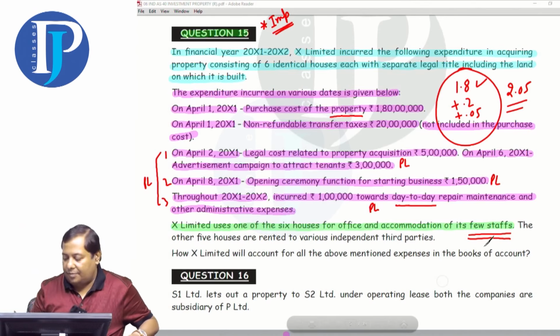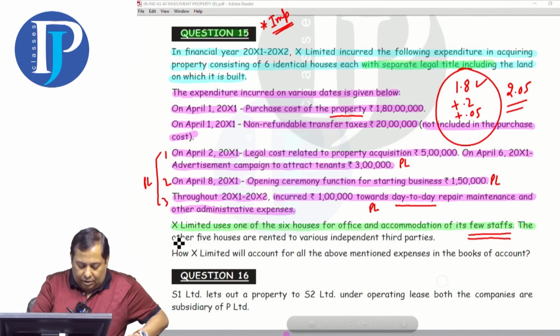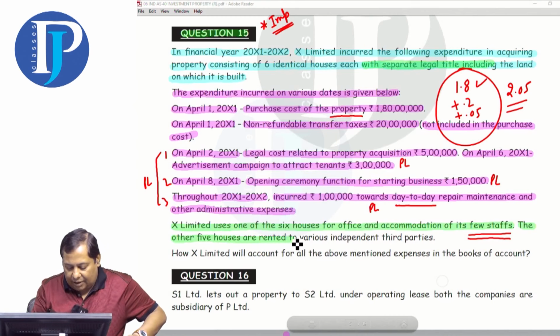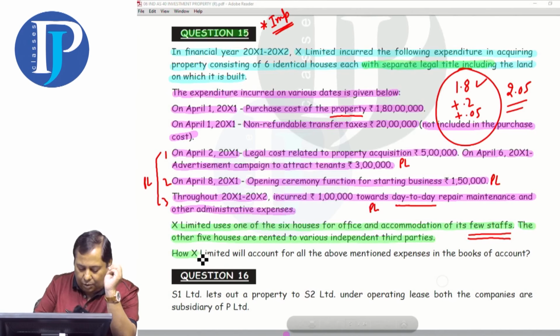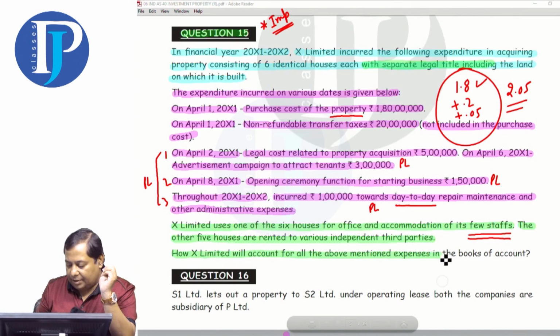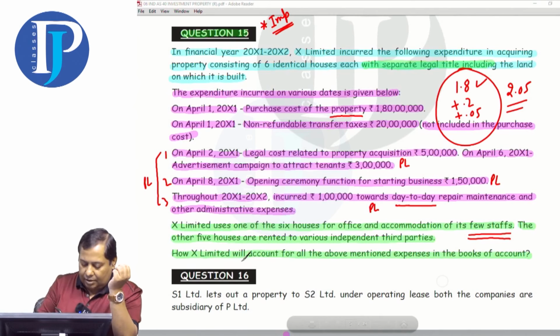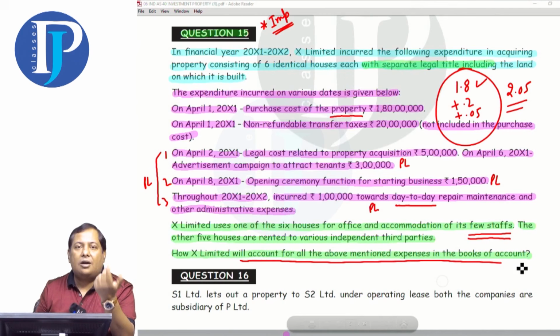This is a mixed property, but they are also separable because they all have different legal titles. The other 5 houses are rented to various independent third parties. We will assume one house as PPE and the remaining 5 as investment property. How will X Limited account for all the above mentioned expenses in the books of account? Let's see how the expenses will be accounted for.